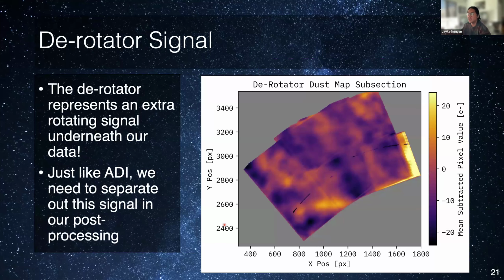And so if you take this de-rotator signal and you stack it and you remove the PSF, you could see that this is kind of like a de-rotator map of what we are seeing. This is an entire sequence throughout the night. The de-rotator is an extra signal that rotates underneath our data. It rotates at a different rate than our planet. And so just like ADI, we need to separate out the signal in our post-processing. We need to add some extra step in order to remove this signal.